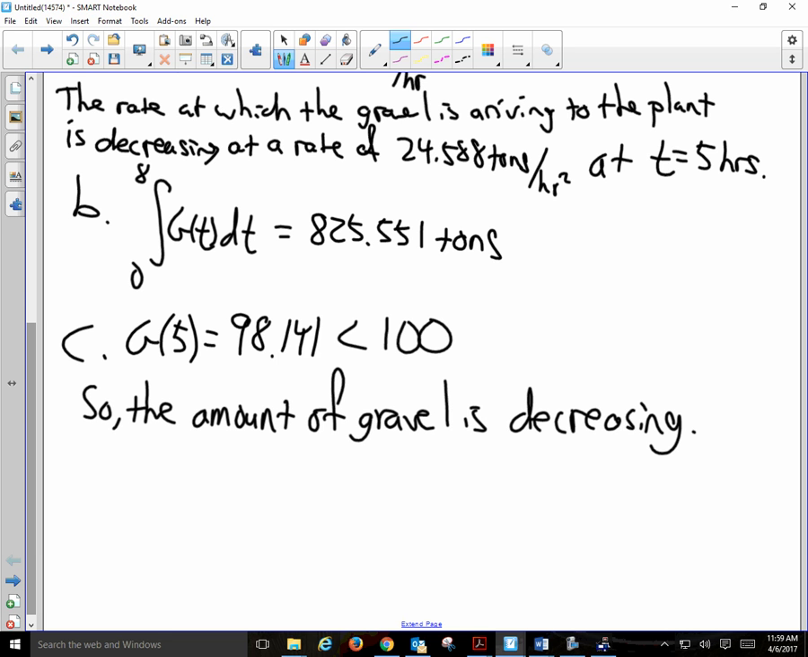What do you think I put for an answer? Increasing, because I said it's bringing in 98 tons per hour. Okay? The amount of gravel is increasing. They continue to bring it in. I forgot about the fact that they're taking it away.